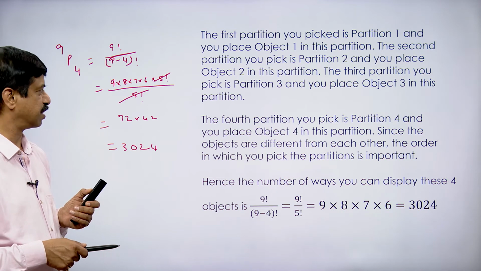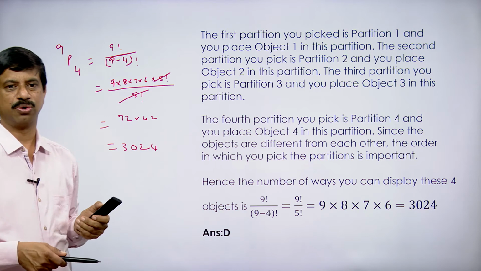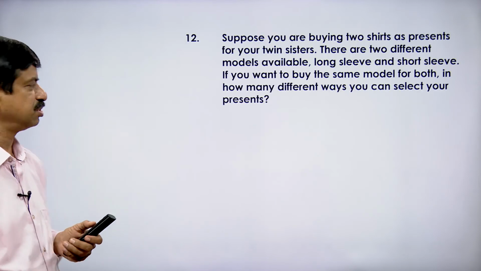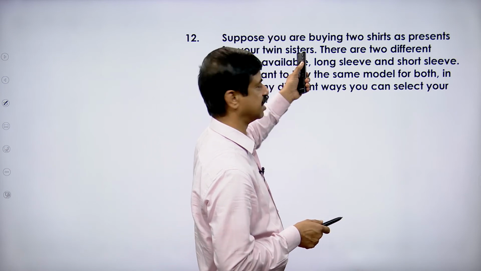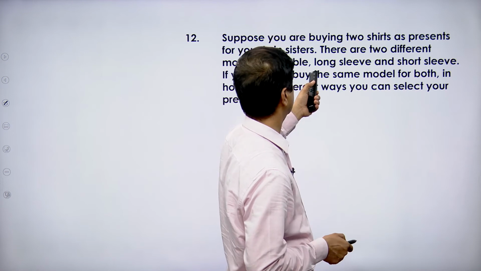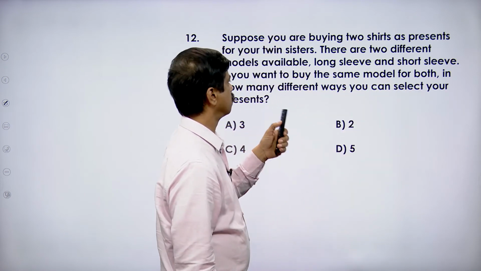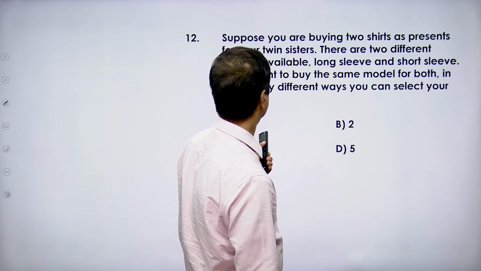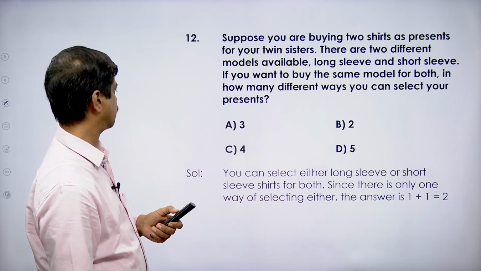Let's go to the next question. This is not all required, simply this part is enough. Okay, let's go to this. Suppose you are buying 2 shirts as presents for your twin sisters. There are 2 different models available, long sleeves and short sleeves. If you want to buy the same model for both, in how many different ways can you select your presents?